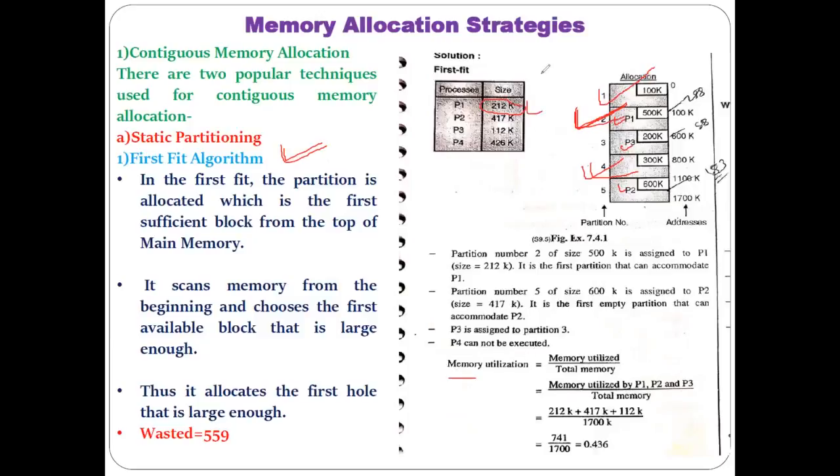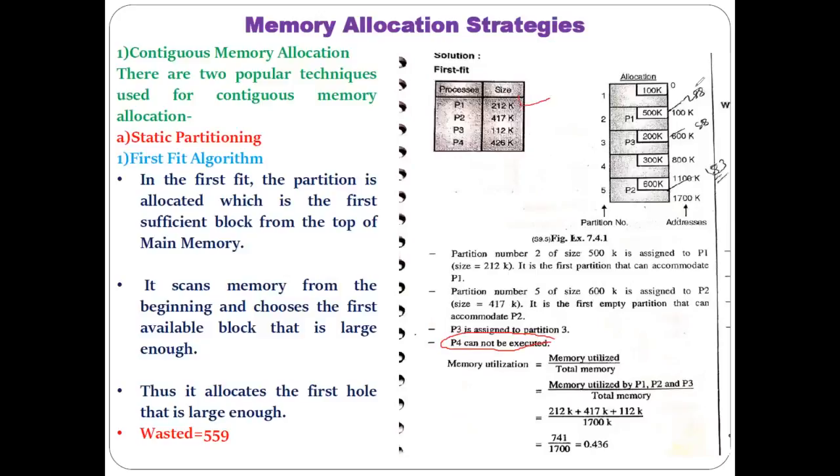Accordingly, what is the last process? P4. Its size is how much? 426K. Can we hold the 426K in partition 1? No. In partition 2? No, it is already allocated. Can it be put in partition 3? No. In partition 4? No, because its size is 300K and we want 426K. Can we put it in partition 5? No, because it is already allocated. So you can see P4 cannot be executed because no memory blocks are available. Understood?